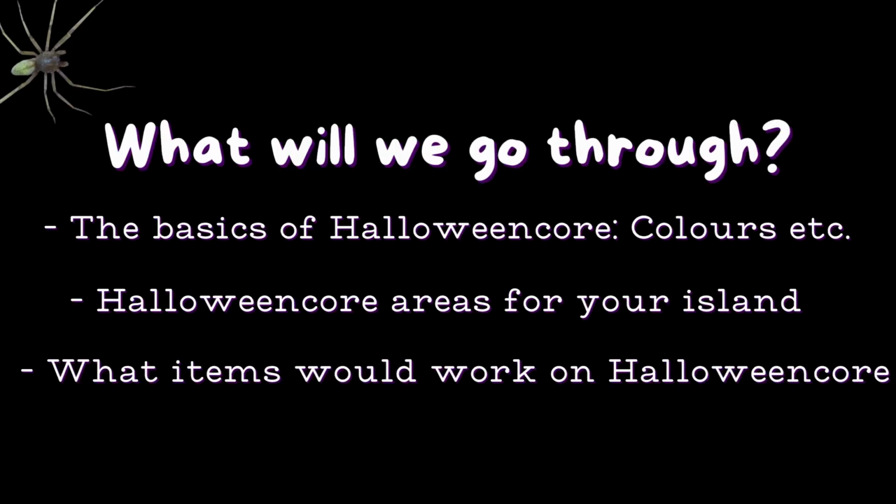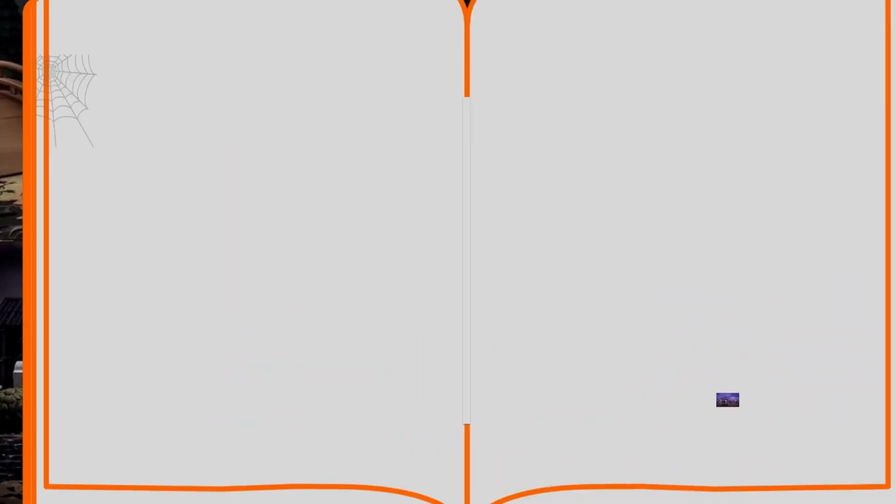So what will we be going through? We'll be going through the basics of Halloweencore, colours, the Instagram accounts I've been using, a summary of the theme, etc. Halloweencore areas for your island. So what can you literally put on your island? If you're struggling for literally the foundation of what you can actually do, that's going to be for you. And what items will work on Halloweencore, I've literally listed out loads of items that will work on Halloweencore or just on a Halloween part of your island, so that will really help. So let's get started with the basics.